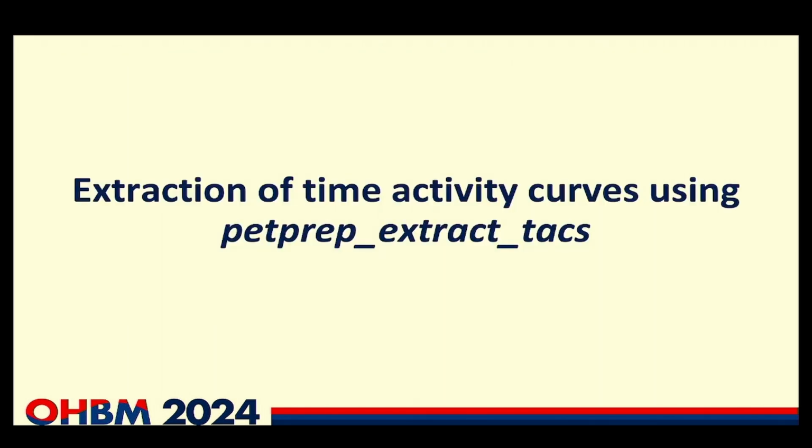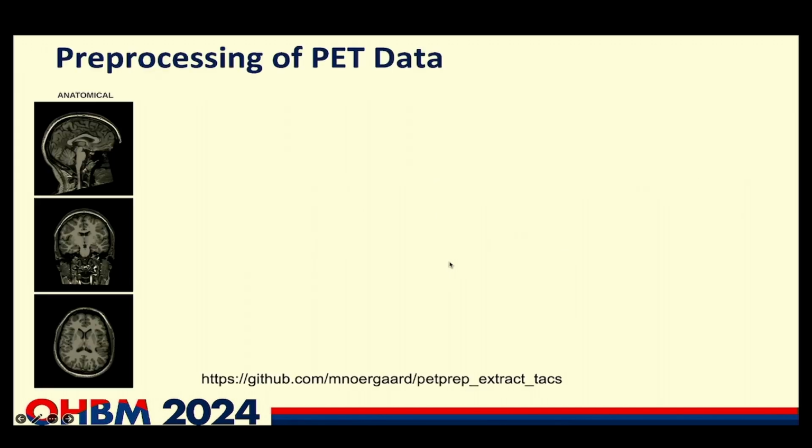And you'll get to do this later on in the notebook, or at least see how it can be done. The next thing that I want to move on to is, now that we've done the motion correction, we're interested in extracting time activity curves, and that can be done using this tool, PETPrep Extract TACs, which is also a BIDS application.